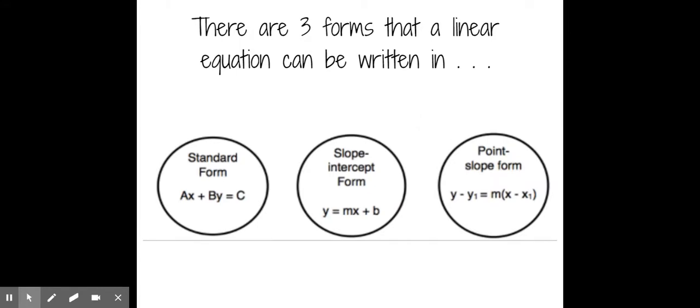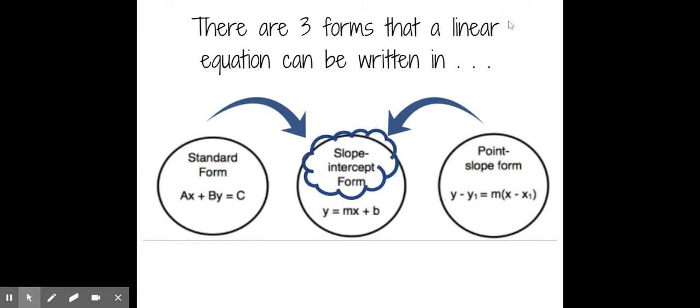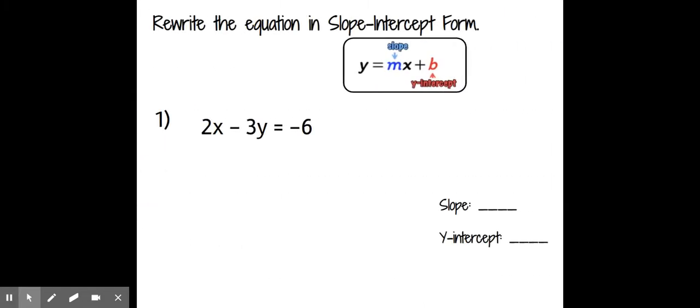Our goal in algebra is to be able to take any of those three forms and convert it into other forms. Our focus today is going to be on taking equations that are written in standard form or point slope form and converting them into an equivalent equation written in slope intercept form, y equals mx plus b. So that is our goal today. I'm going to take you through 7 examples.